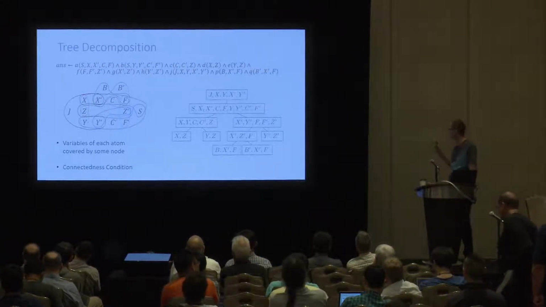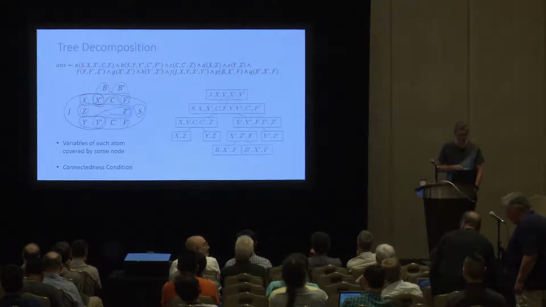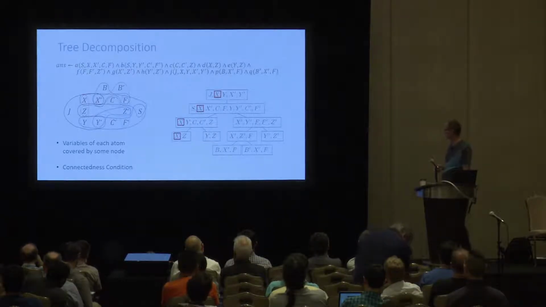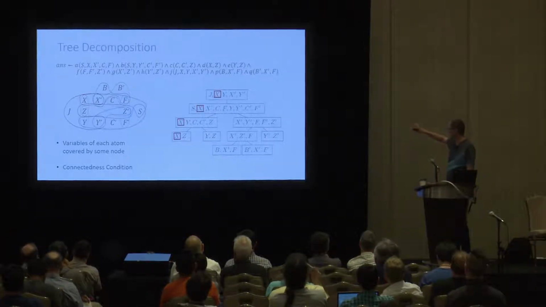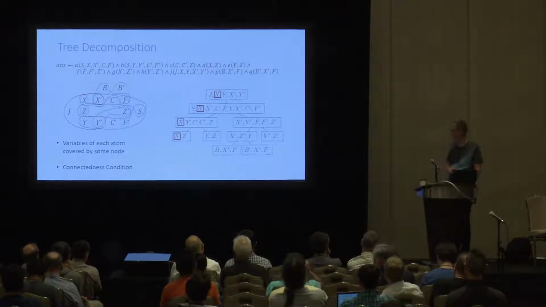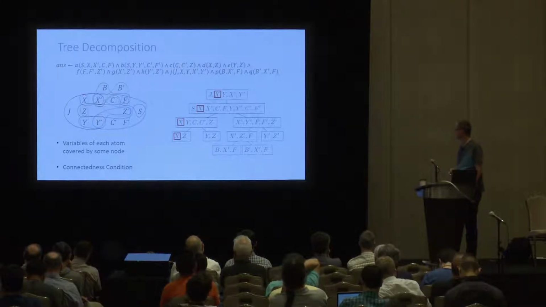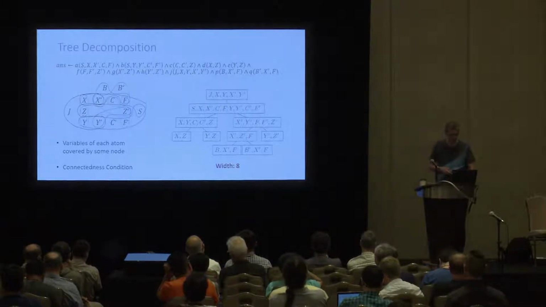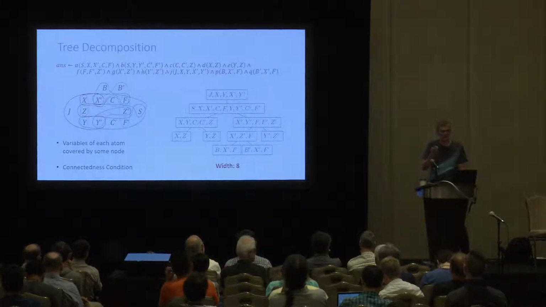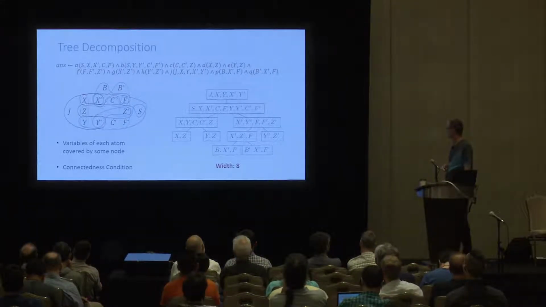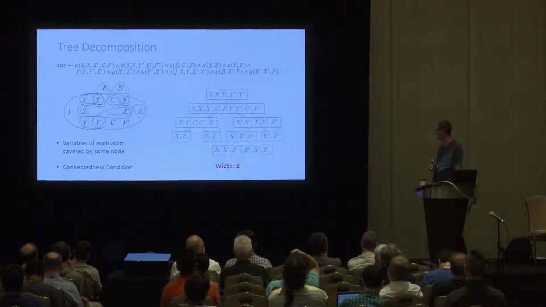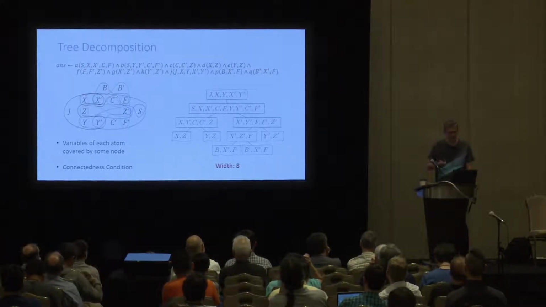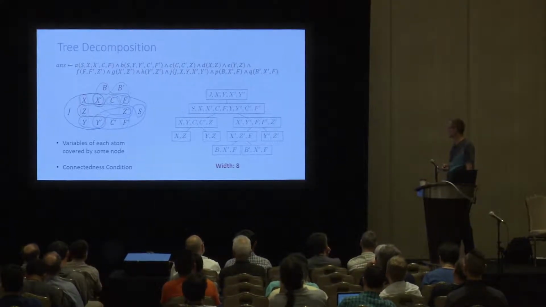And the second condition that 3 decompositions have to satisfy is the so-called connectedness condition. It means that the bags which share a variable have to occur in a connected subtree of the 3 decomposition. For example, here we have the nodes with the x variable, here we have the nodes with the f variable. We see that the nodes are connected. And the width of a 3 decomposition is the maximum size of the bags minus 1. So in this case, the maximum bag has size 9, the width is 8, and the 3 width of a hypergraph is the minimum width that we can obtain over all 3 decompositions.